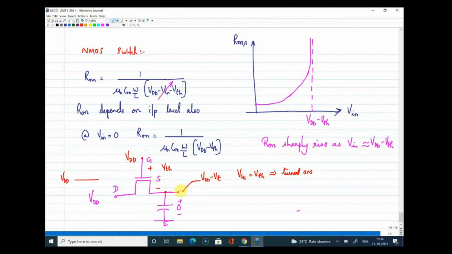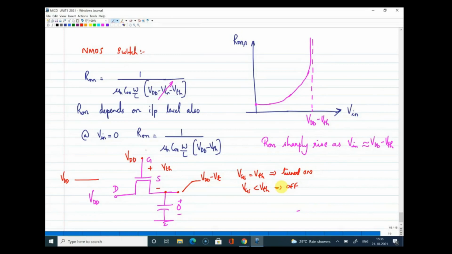But if the output tries to charge beyond that, it cannot, because VGS will fall below VT, and this makes the transistor off. That means it will offer a huge resistance. So we can say that an NMOS switch can charge only up to VDD minus VT. It is the same thing we have seen here: as you keep increasing your Vin, your on resistance will also increase, and at input voltage equal to VDD minus VT, your on resistance will become infinity.